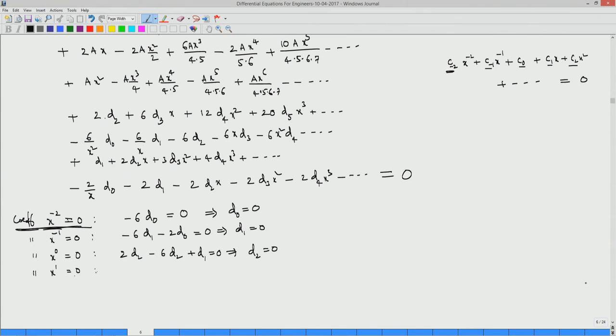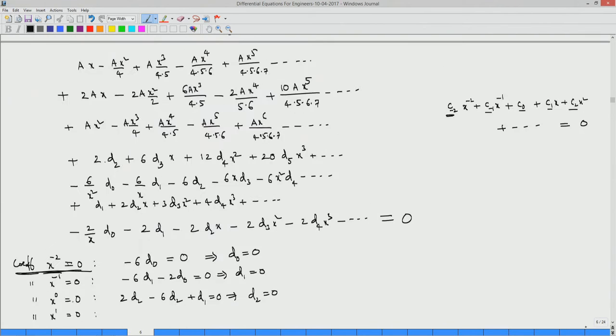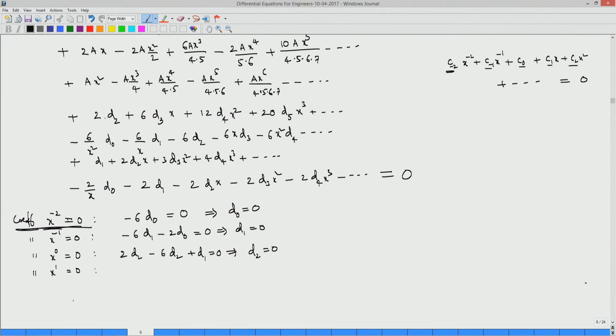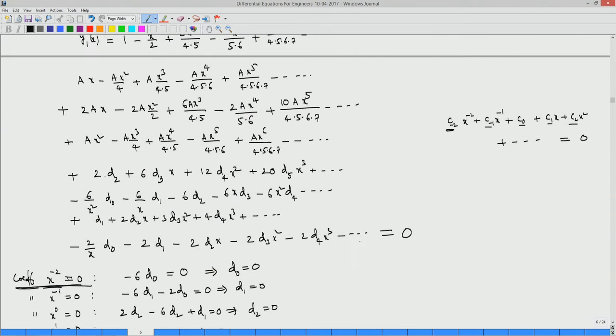Now look at the coefficient of x1 equal to 0. The coefficient of 1, that is a plus 2a, so that is going to be 3a, and then you have 6d3 minus 6d3, so that is going to be 0, and here plus d2, that is also 0, so that will give me a equal to 0. So you are seeing only the 0 solution, something is wrong.